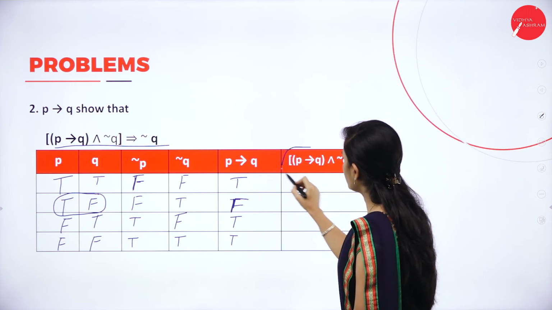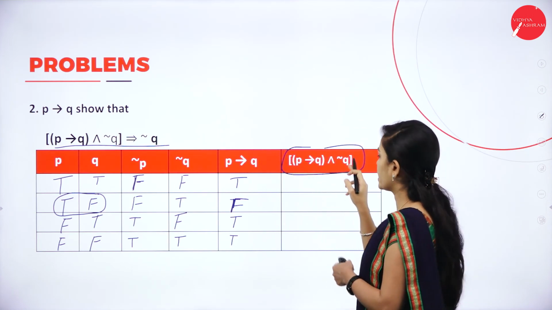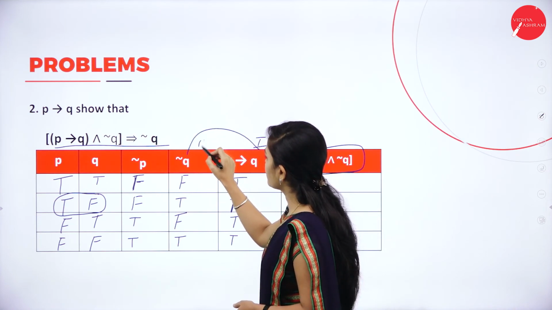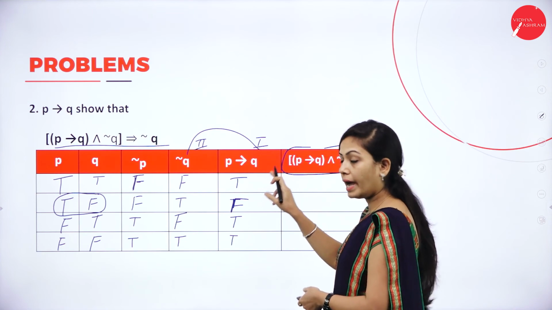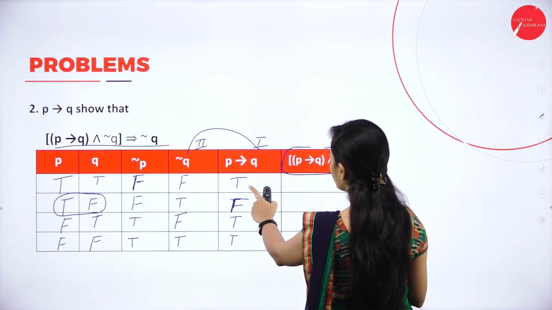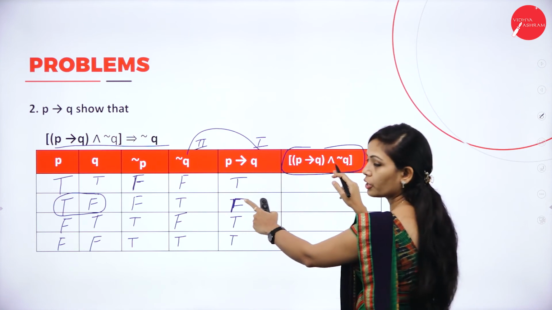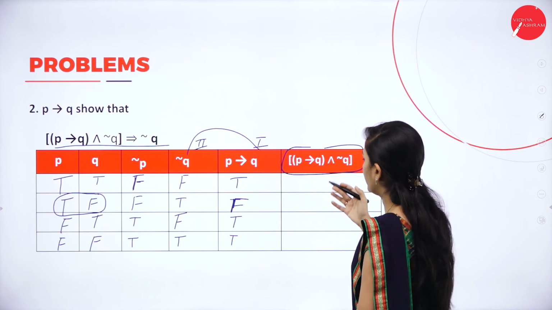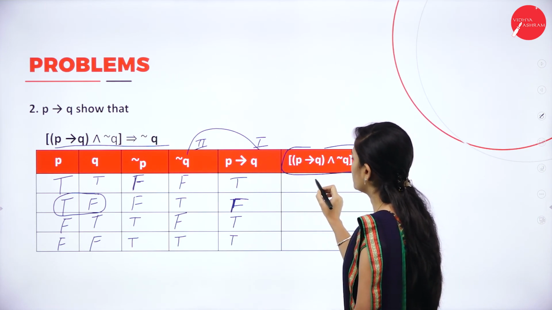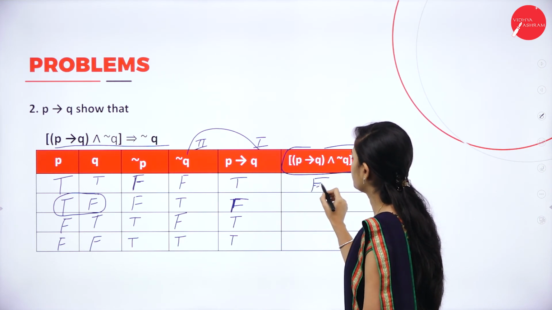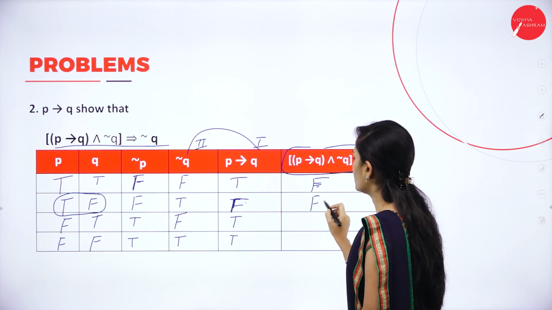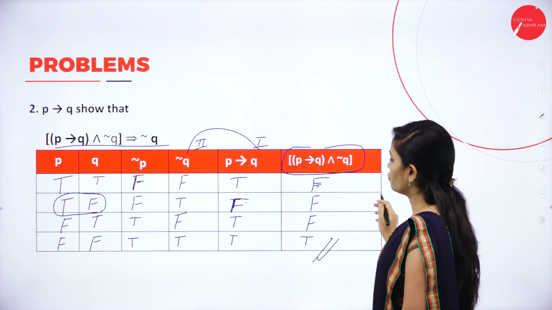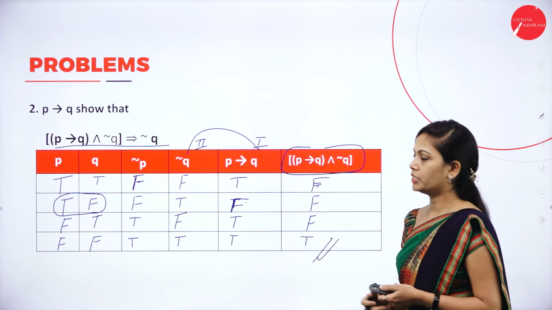Now find out the final statement, P implies Q and negation Q. So you have to use these two columns. So this is the first column and this is the second column. Here we are using the AND operation. If any one of the statements is false, the final condition is also false in the AND operation. So it is false, and false true is also false. False true is false, true true is true. So we are showing the logical implication.